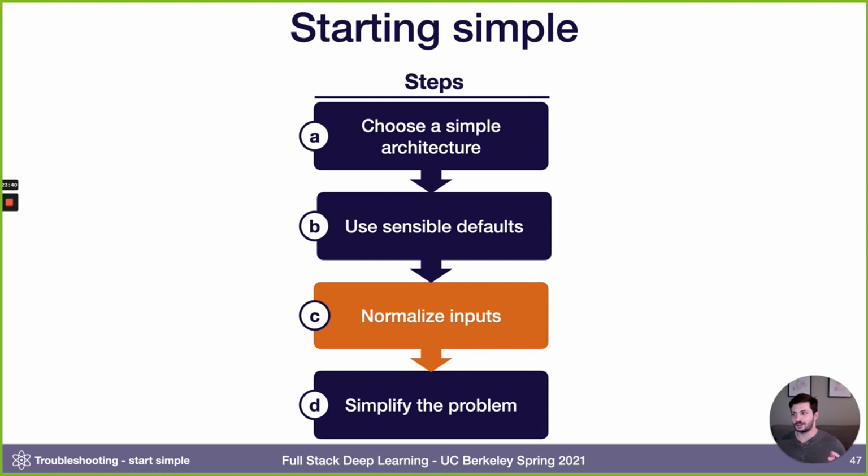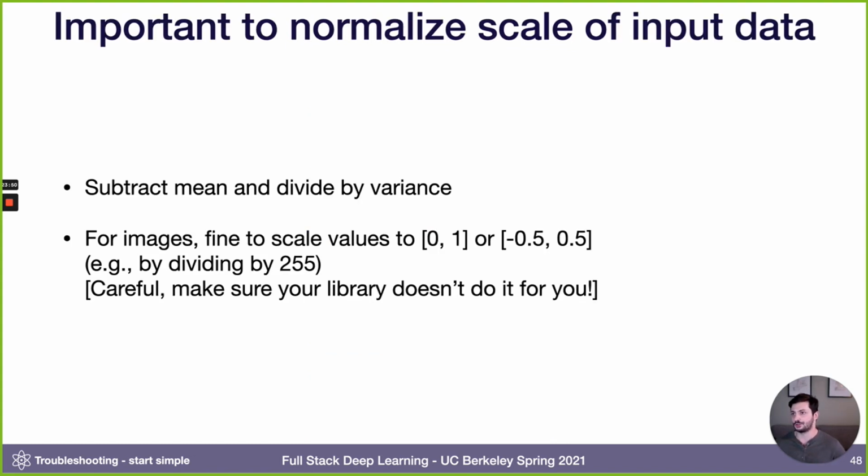Okay, so we've chosen simple architecture, sensible defaults. The next thing that is really important to do, even in the first implementation, is to normalize your inputs. What does it mean to normalize your inputs? For most data, this is just subtracting the mean and dividing by the variance. You're probably doing this already. For images, it's fine to just scale the values to something between 0 and 1 or negative 0.5 and 0.5.